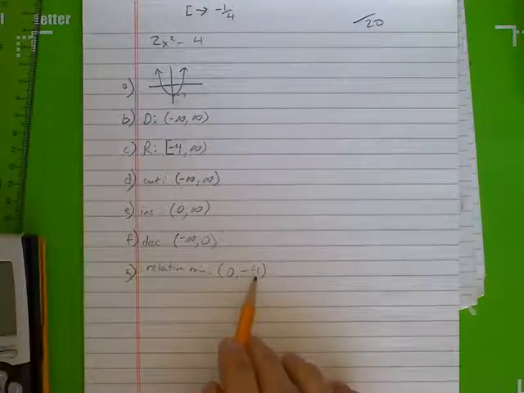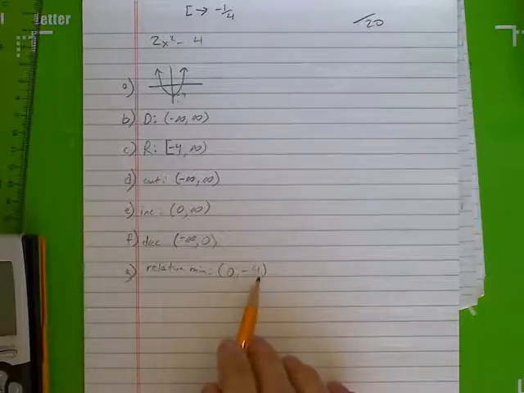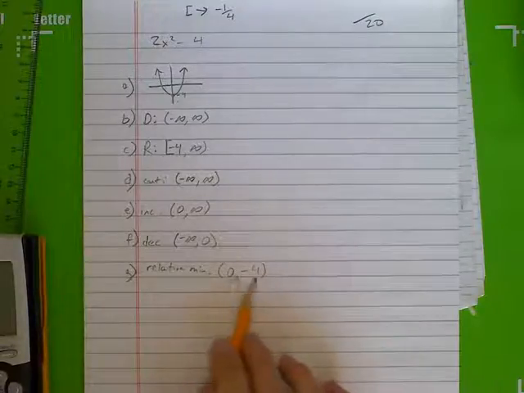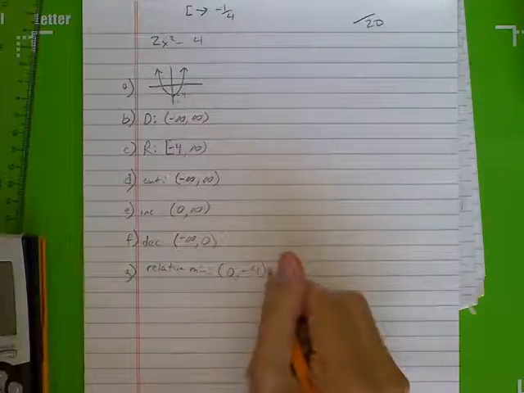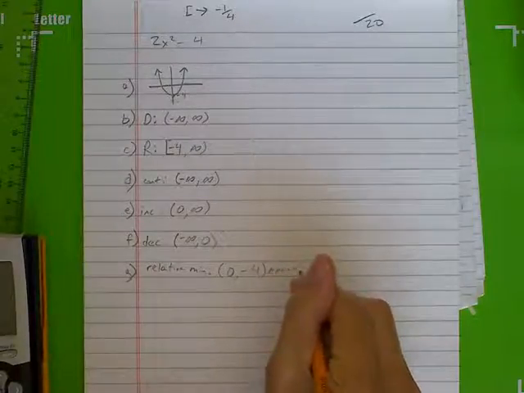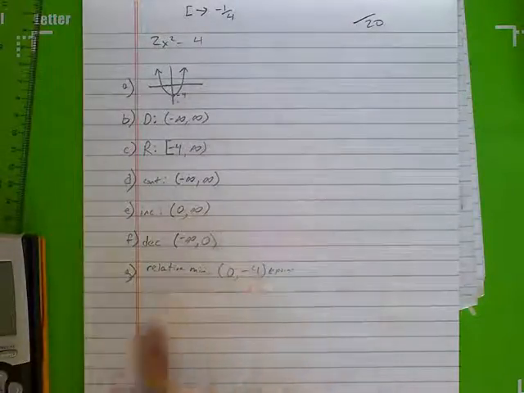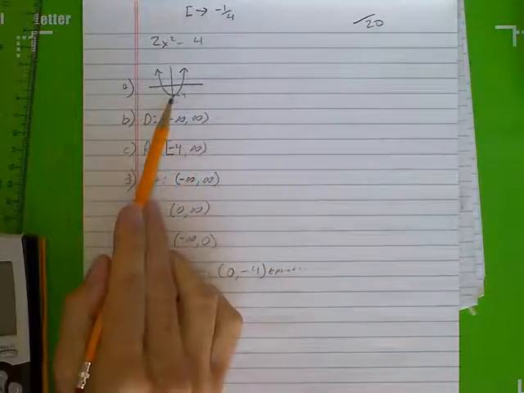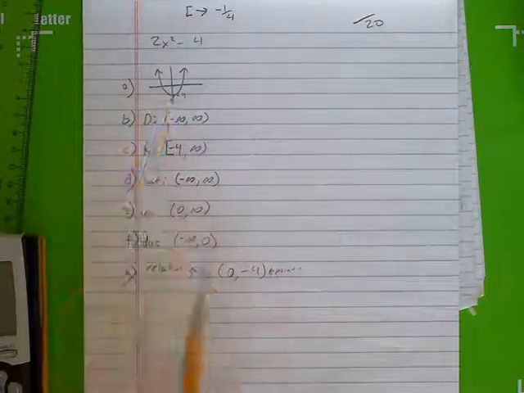Questions? So this is a point. It's not an interval. This is how we say where a point is, right? So where is that minimum? It's at 0, -4. It's right there. It's that one specific point.